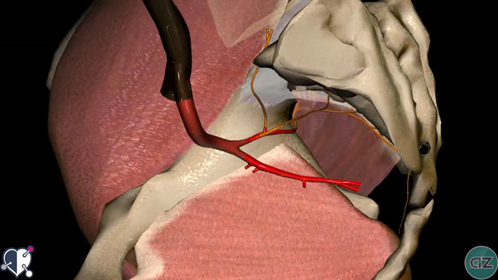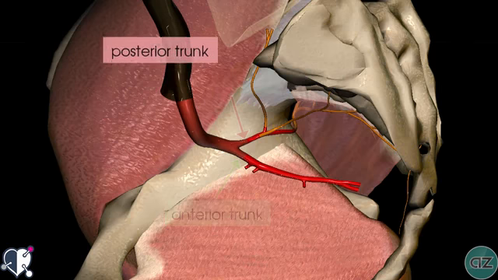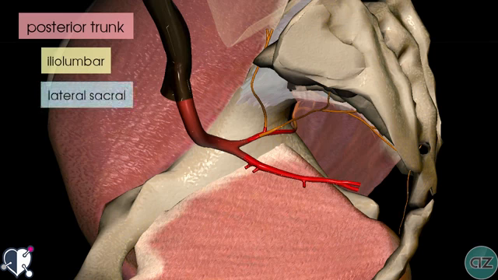I've just zoomed in a little bit closer and you can see the two trunks. One extends posteriorly and is known as the posterior trunk, and the other one, which I've removed the branches from and will come on to talk about in a moment, is the anterior trunk. The posterior trunk has three branches: the iliolumbar artery, the lateral sacral arteries, and the superior gluteal artery.